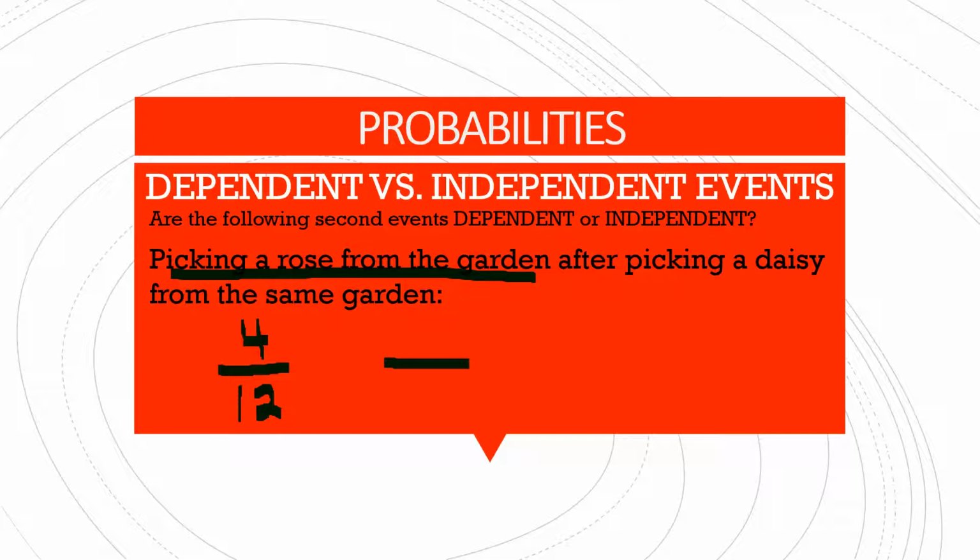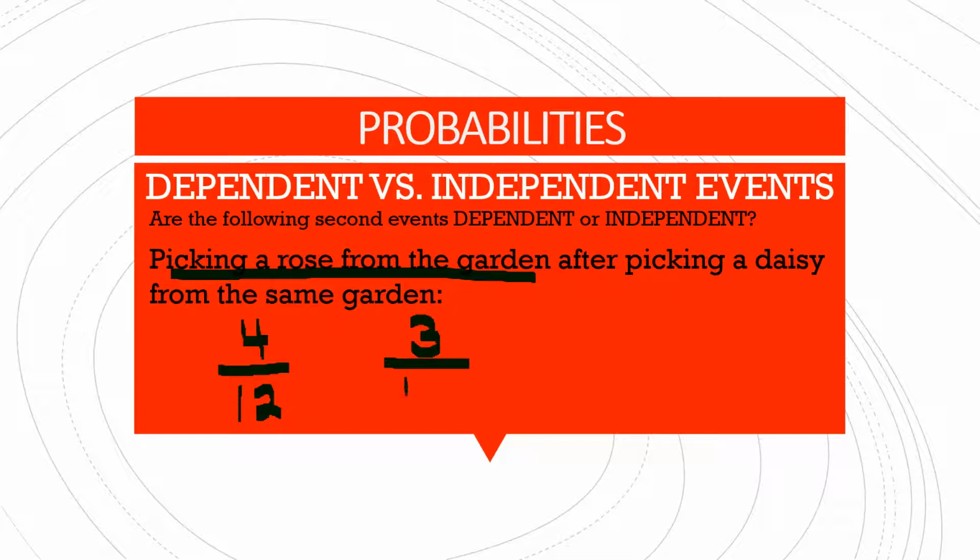Now we have to pick a rose from the garden. Now there were 3 roses in the garden, and since you have a daisy in your hand from the first time around, that doesn't affect how many roses there are in the garden. There's still 3 roses because you didn't pick the rose the first time. But how many total possibilities are there out of the garden if you've already picked a flower?